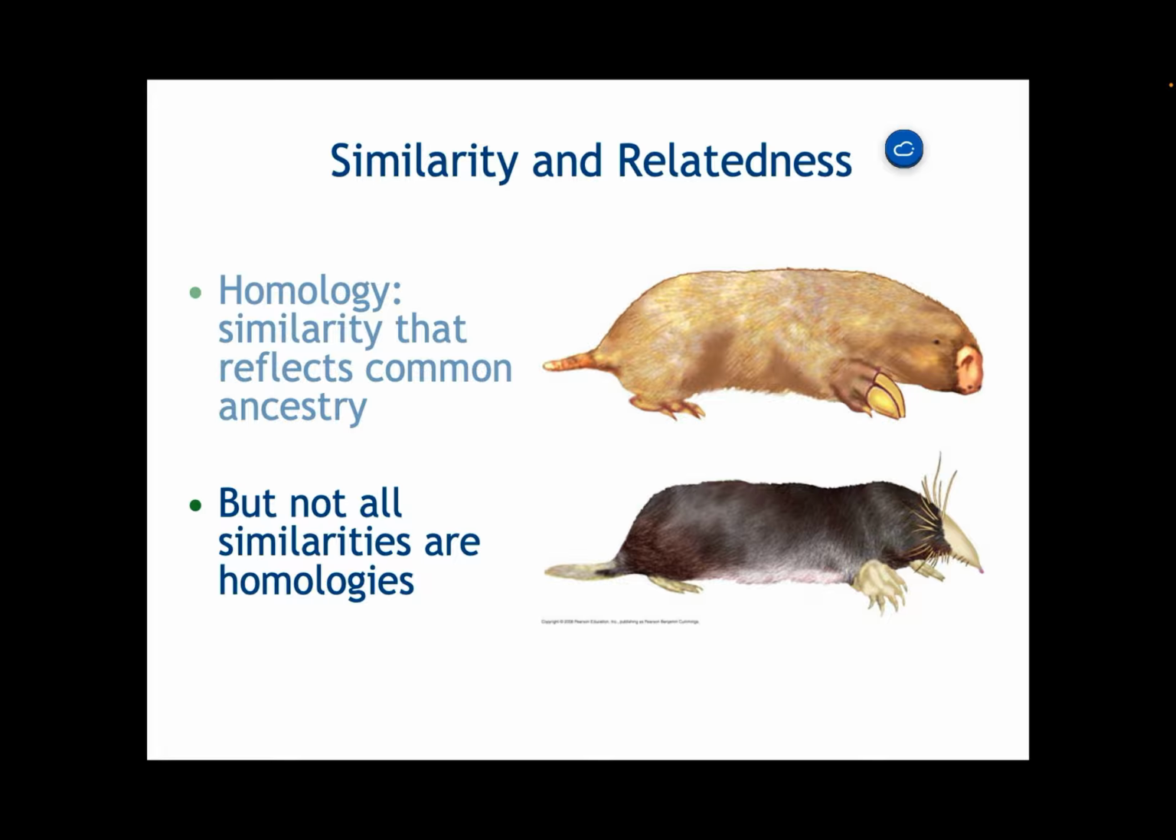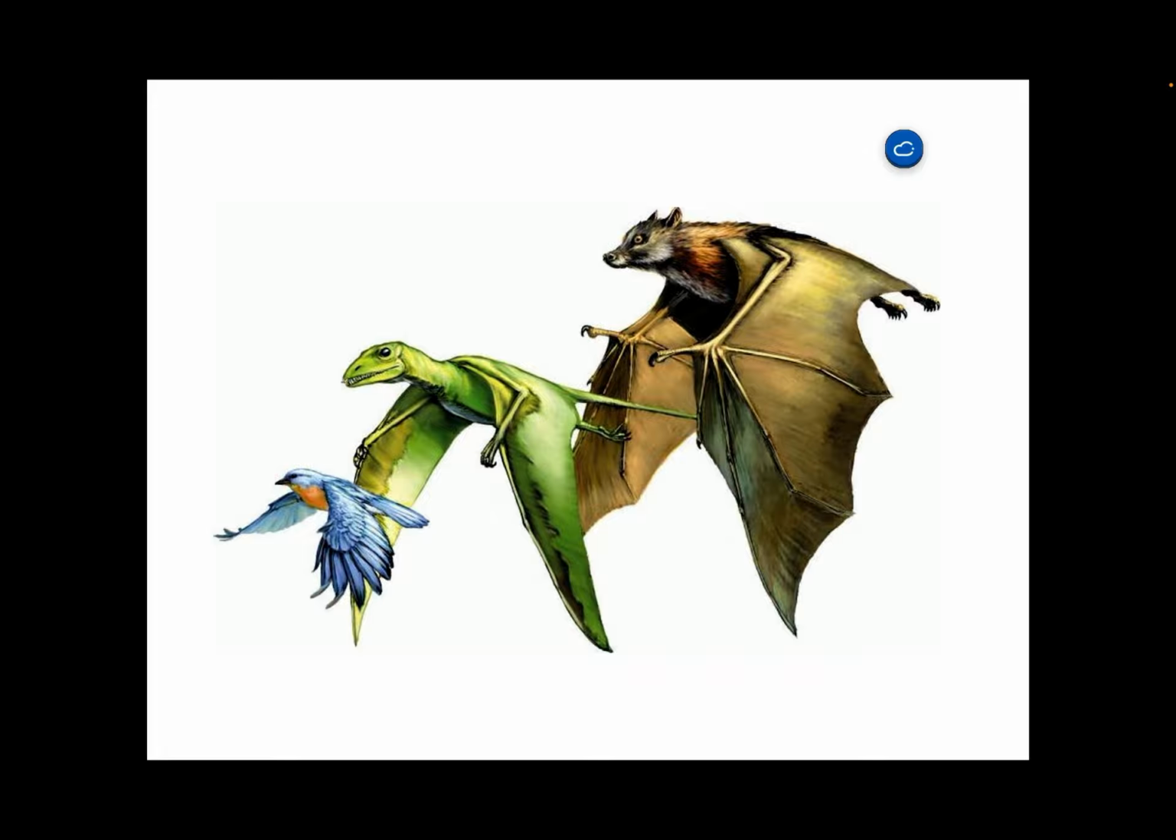These traits instead are similarities due to convergent evolution. So they both inhabit very similar selective environments. They have similar lifestyles adapted to digging underground. And so selection has just independently favored the same traits in both of these taxa. And so this similarity, we say, is not due to homology. We say that this similarity is due to convergent evolution. And there's many, many examples of convergent evolution out there.